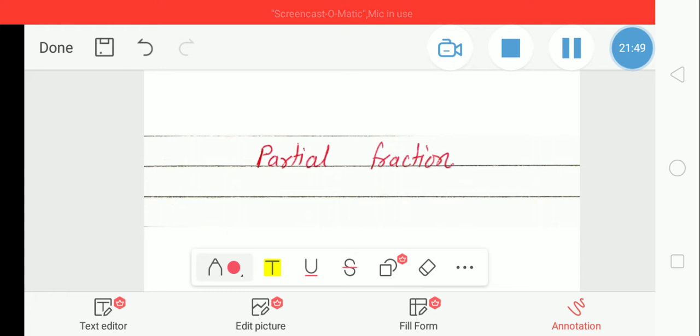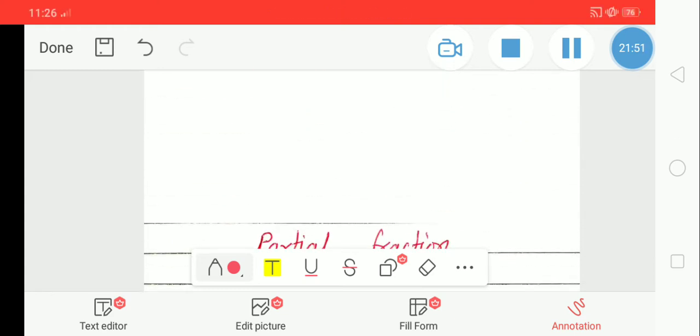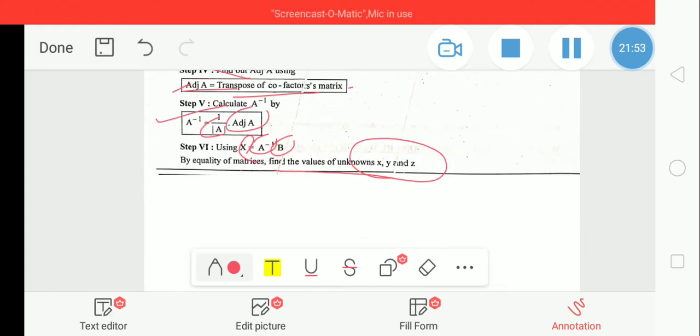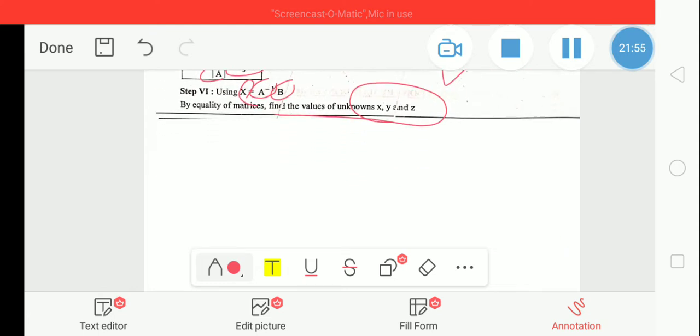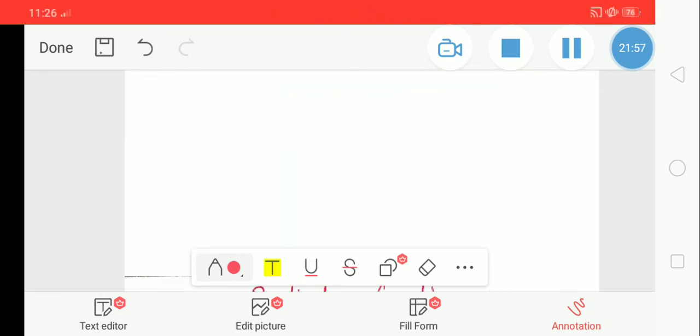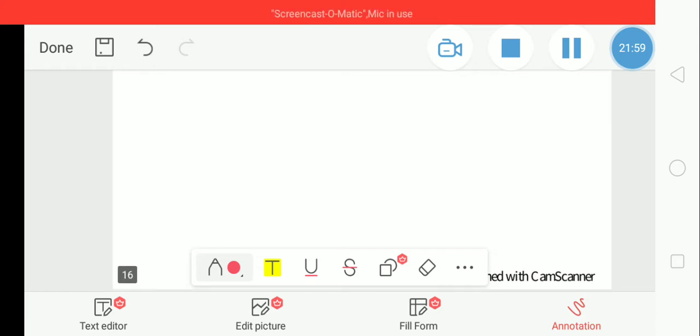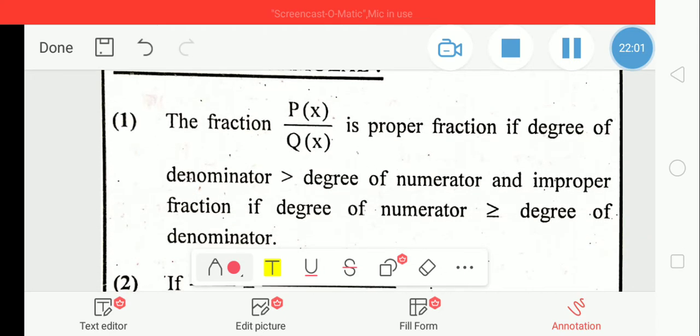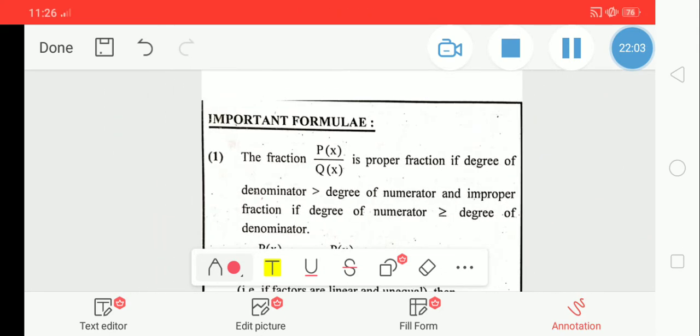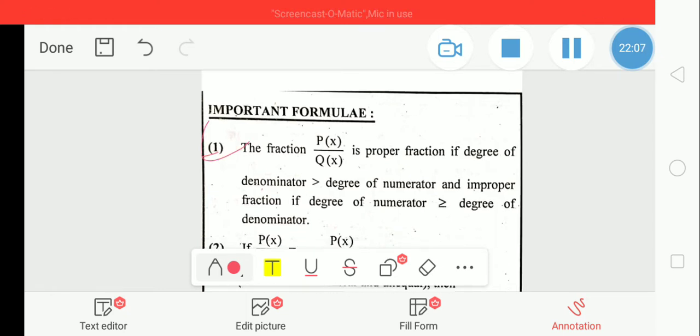Partial fraction. So in the matrix we are solving this one. Now partial fraction, let's start. In this partial fraction, first we will study the first formula.